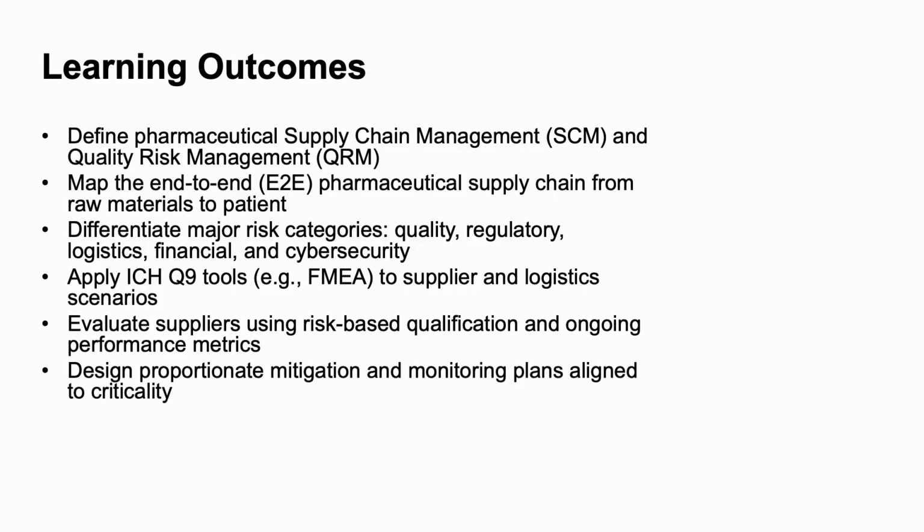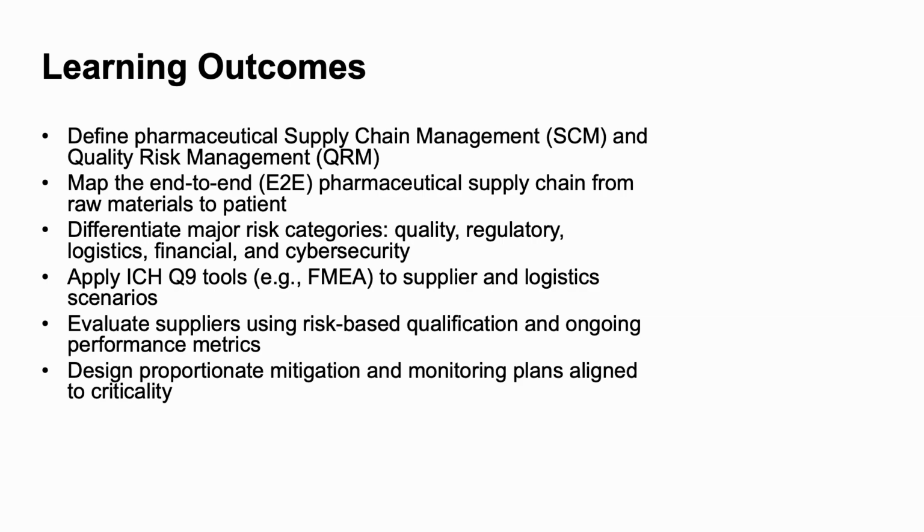We will start by mapping the end-to-end, E2E, supply chain, including upstream suppliers of active pharmaceutical ingredients, APIs, excipients, packaging components, and device parts, in-house or contract manufacturing and testing, storage and distribution under good distribution practice, GDP, and downstream partners such as wholesalers, hospitals, and pharmacies. This map helps reveal critical nodes where variability, contamination, temperature excursions, data integrity lapses, or geopolitical events can propagate into product quality or availability risks.